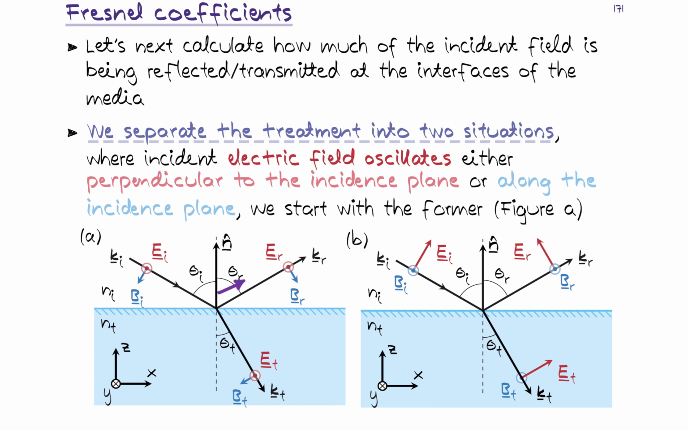But let's start with A, and I will not go into the details of all the different parameters. The scenario is still the same. We have two media denoted with I's and T's, and all the parameters associated with them are the same as in the previous lecture.